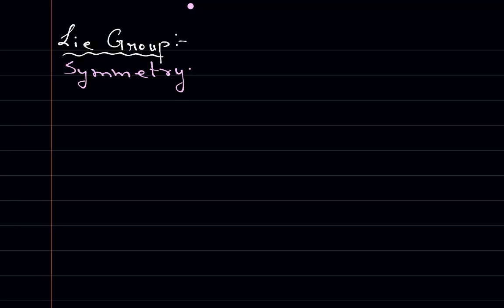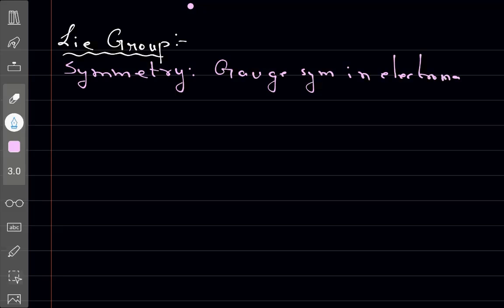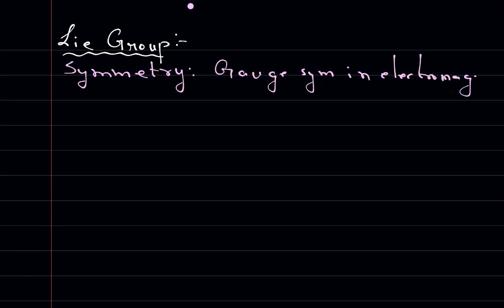Okay, we all know this. Symmetry in a particular theory you might have seen first time in electromagnetism. So let me remind you about the gauge symmetry that you have encountered in electromagnetism. Okay, so this is the first time you might have encountered the symmetry.